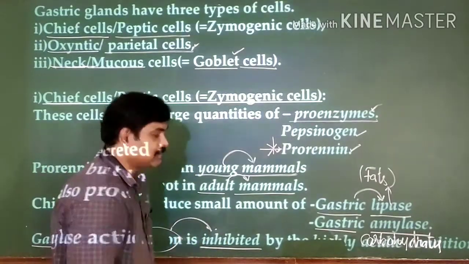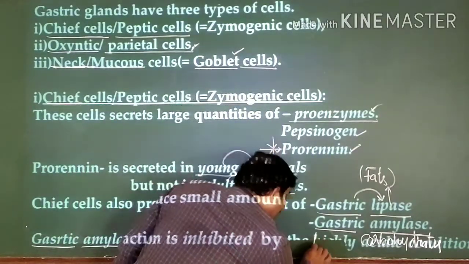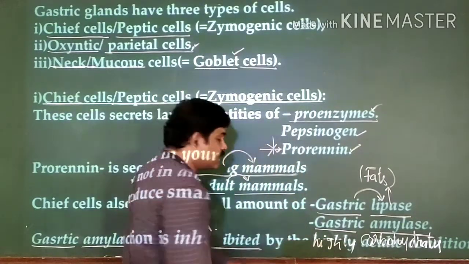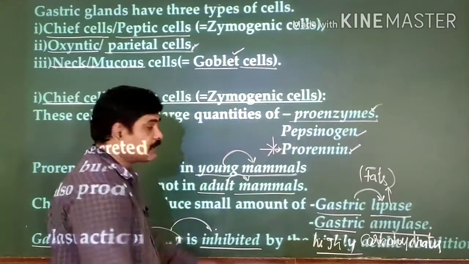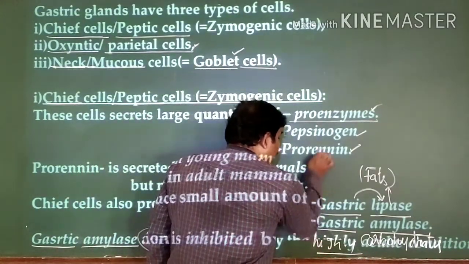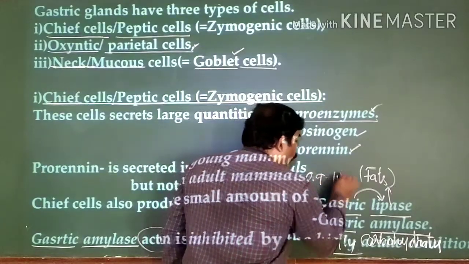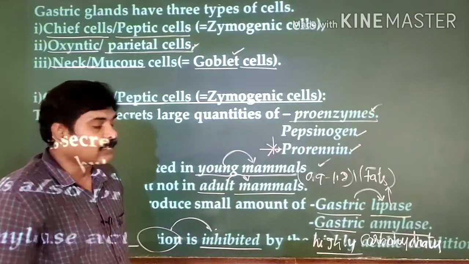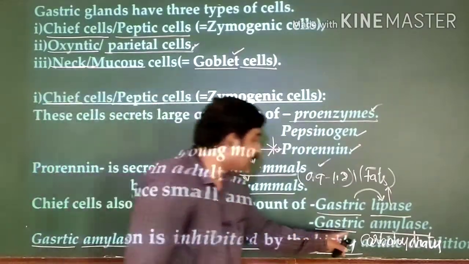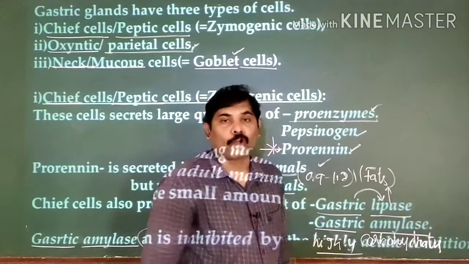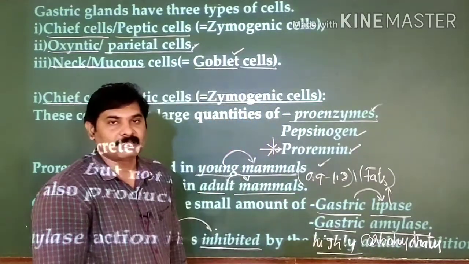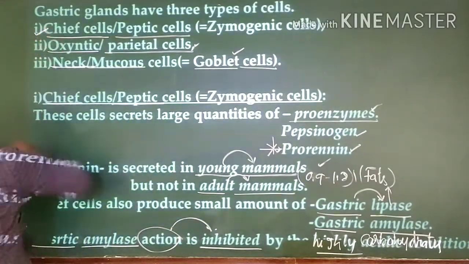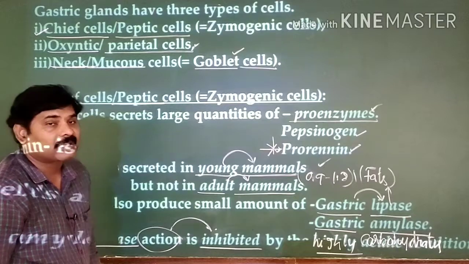Inhibited means suppressed because of a high concentration of this gastric juice. I said the pH value here is 0.9 to 1.8. So this is a highly acidic condition. So in this condition, it is highly impossible for this gastric amylase to show its action on the carbohydrates for digestion of these carbohydrates. It's an important thing. Clear? Right. This is all about the first and foremost important cells present in your gastric gland.